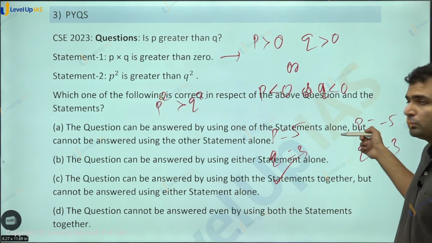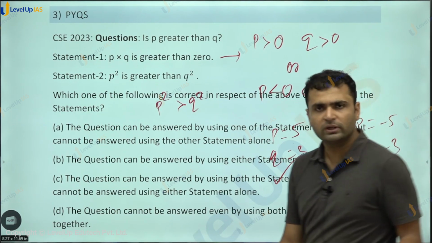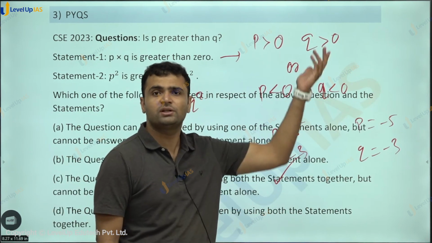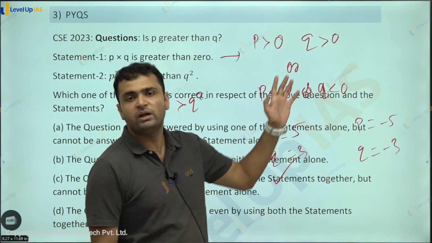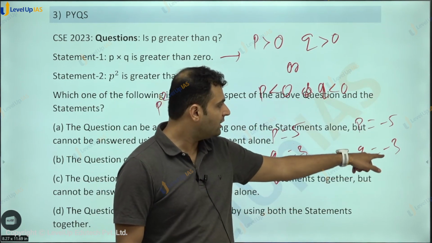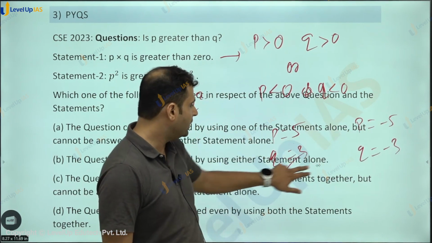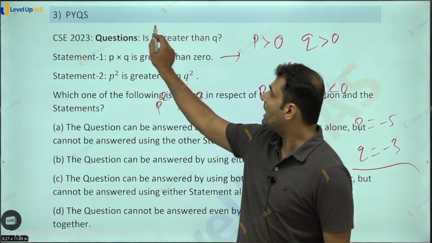But if you put this P into Q, minus 3 into minus 5, 15, so greater than 0. And P square is greater than Q square, because minus 5 square is also 25 and minus 3 square is also 9, so 25 is greater than 9. So these two statements hold for this as well. But here Q is greater than P, because minus 3 is greater than minus 5. So here P is greater than Q, here Q is greater than P.